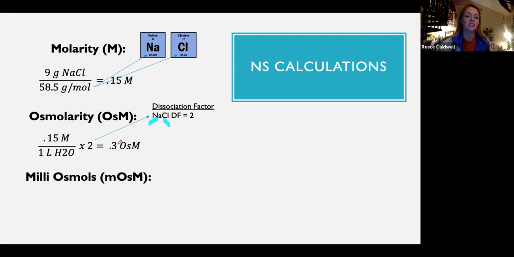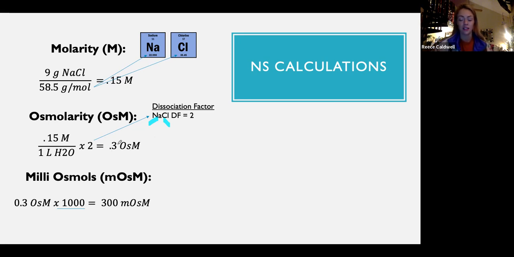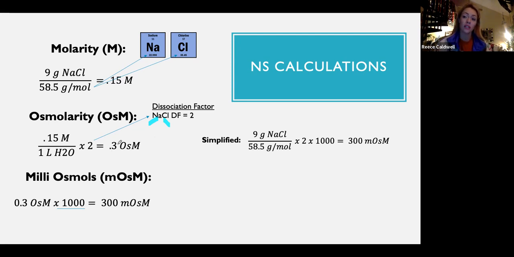Let's put that into more realistic terms by multiplying it by 1,000. And what we get is 300 milliosmoles. Milliosmoles is normally the unit that we use when talking about osmolarity and tonicity. I definitely use this three-step process when first working through these calculations, but once you get comfortable with them, you can simplify the process into one equation: solve for molarity, multiply by the dissociation factor, multiply by 1,000, and you'll get the same answer.